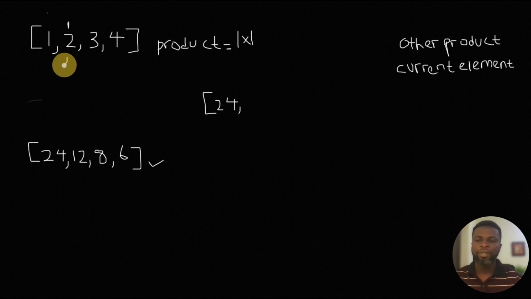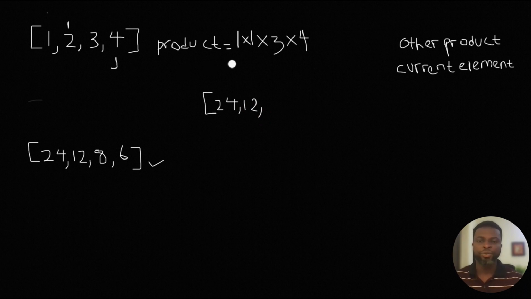But since they are pointing to the same element, I'm not going to include 2, since 2 is the current element. It should not be included in the other product. So I'll move j to the next element in the array, which is 3. Now I include 3 in the product. And finally, I'll move j to the last element in the array, which is 4. So I include 4 in the product. Now 1 times 1 times 3 times 4 gives 12. So I'll include 12 in the array.